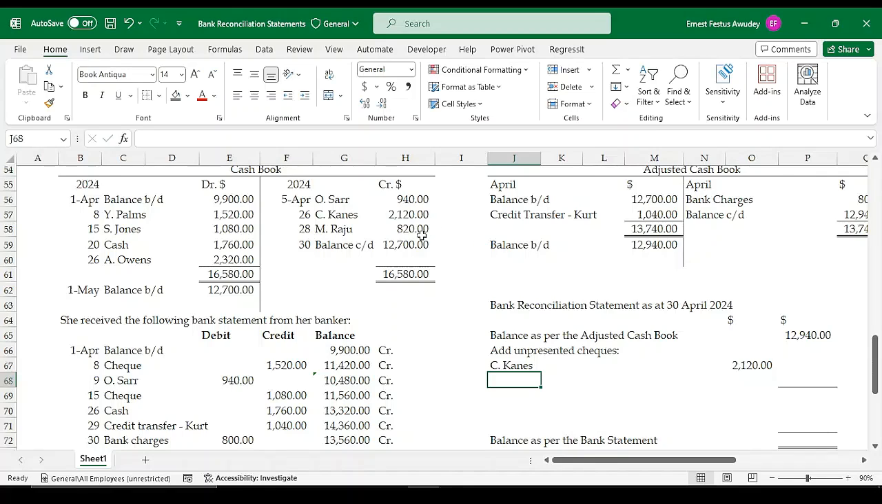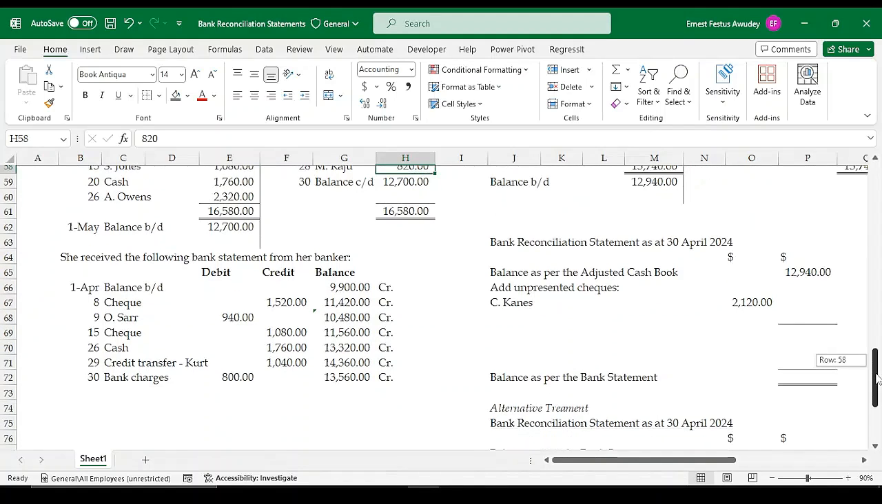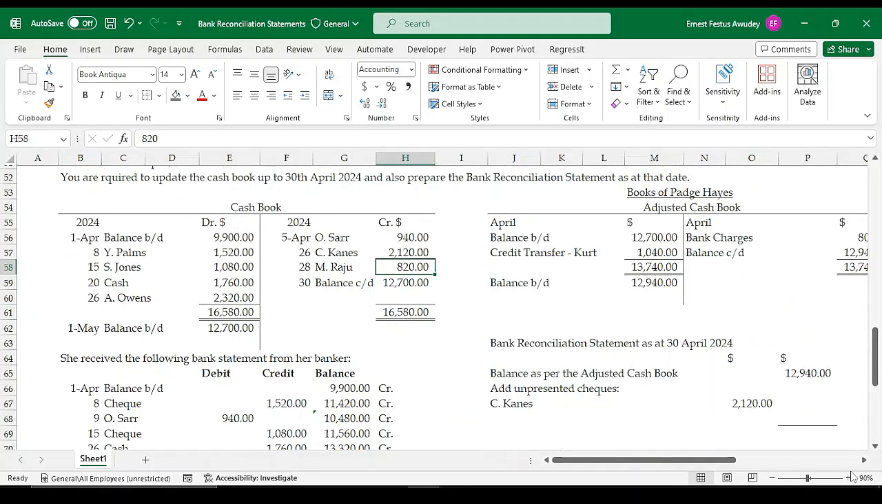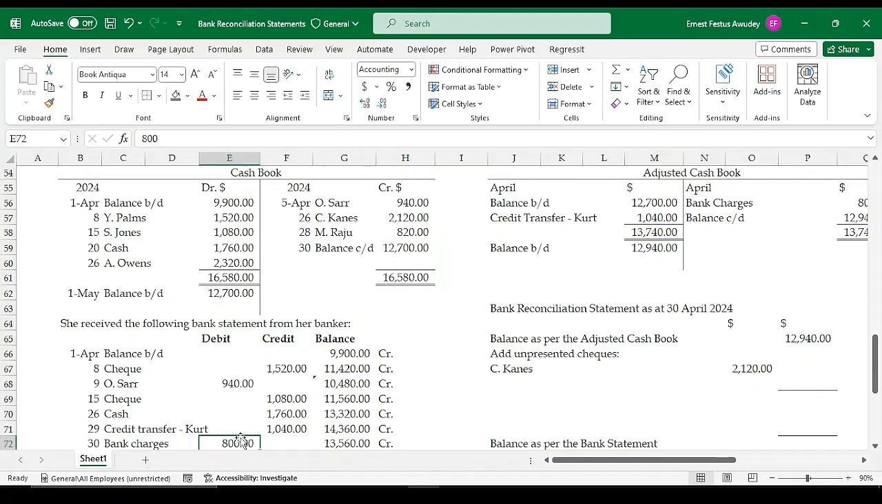And let's continue. The next one here is we paid M. Raju $820, and I can't see $820 within my bank statement, and therefore I can conclude that that is also an unpresented check. So I'll come here and write M. Raju, and I'm going to link up that figure as well, 820. And that is all for the transactions at the credit side of my cash book.